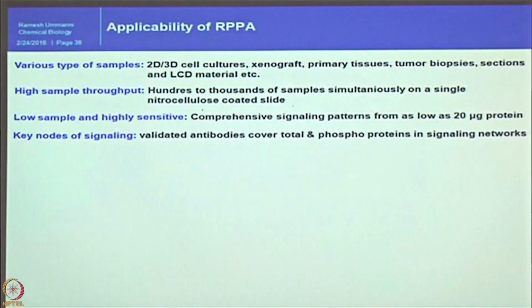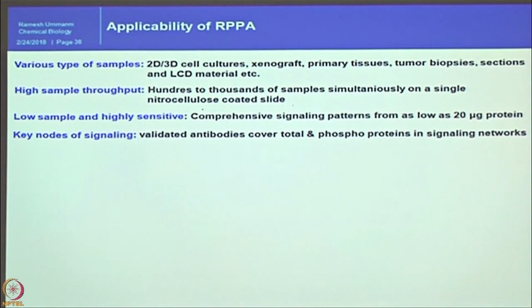So, now just imagine that this technique is in your hands. How you apply it in your own area of research is up to you. To highlight some of them, what kind of samples can be analyzed? 2D or 3D cell cultures, xenografts, primary tissues, tumor biopsies, tissue sections, LCM materials, laser capture microdissection materials. It is definitely high throughput. It is low sample, a comprehensive signaling pattern from as low as 20 microgram protein, which is not even sufficient to have one protein and one housekeeping gene on the Western blot approach.